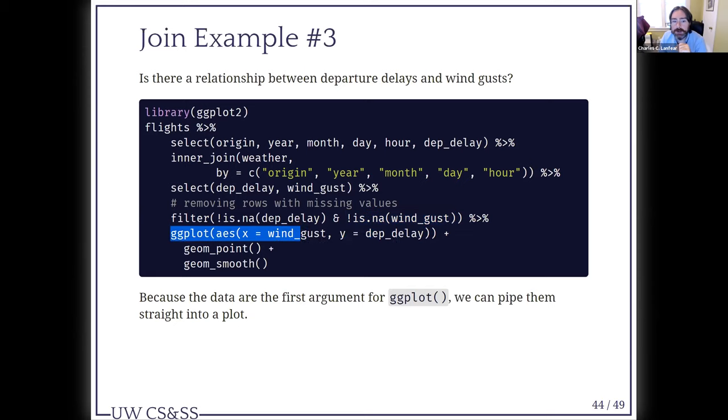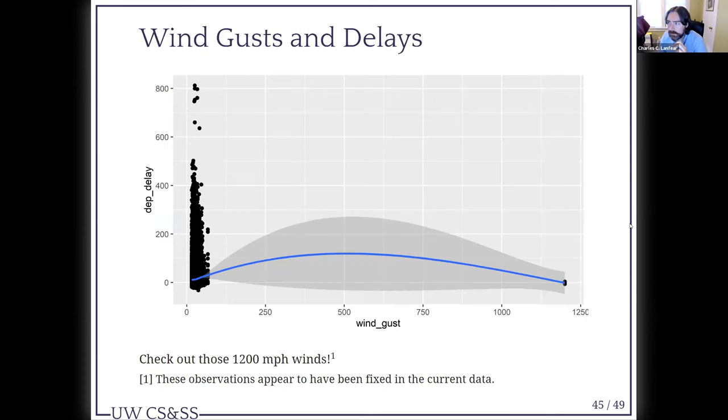Then I do a quick plot of wind gusts by departure delays and put a smooth line through it. Okay, I immediately see a problem. So the thing was in the original version of these data, not the one that you will have if you download it, but in the original version of these, there was an error.